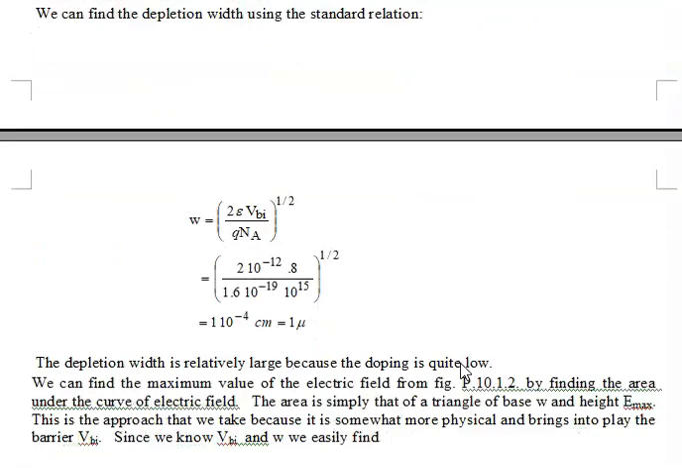So we can find the depletion region using that VBI of 0.8. Again, everything else is standard, and we find the depletion region is about a micron. That is quite typical. I say it's relatively large because the doping is low, but it's not nearly as large as we found in the previous example of 1.8 microns. So it's a fairly decent value.